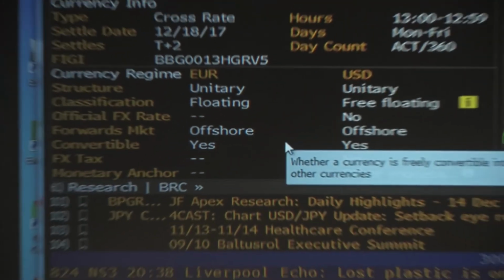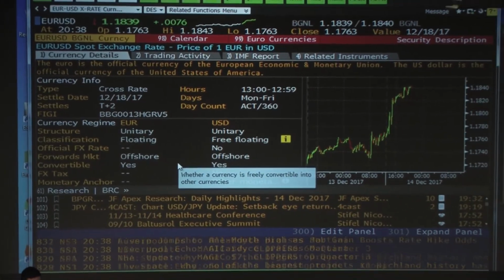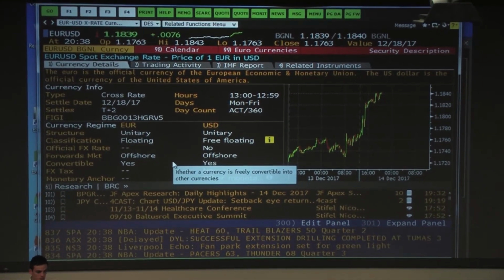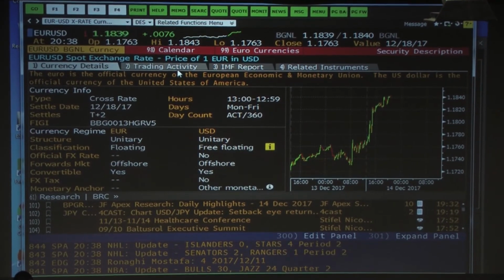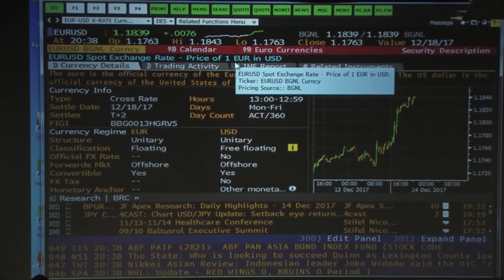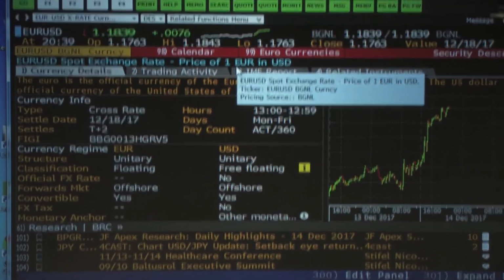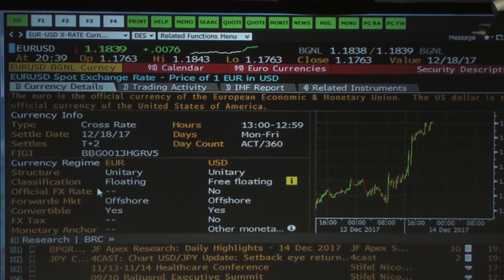So remember, I talked about how each function can be viewed through the DES function. This talks about the spot exchange rate, and what currencies are being traded. If you don't know, it'll say how many dollars you can buy for €1. So it'll say €1 in USD, and you can even see a chart within the last 2 days. You can even see what type of currency it is.